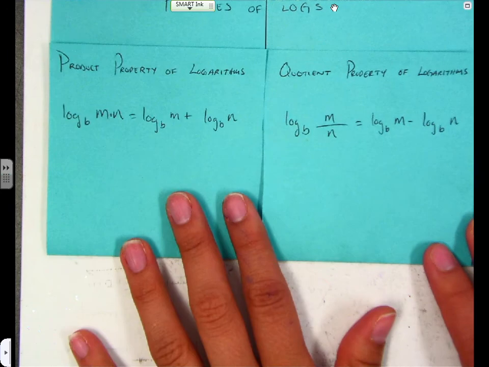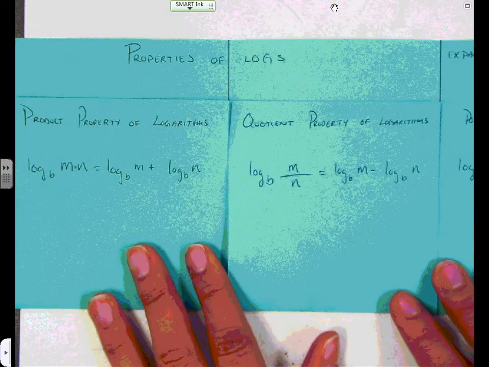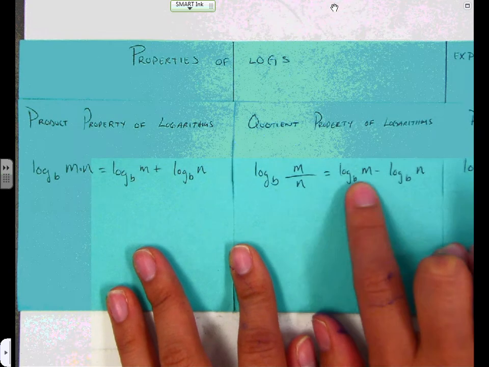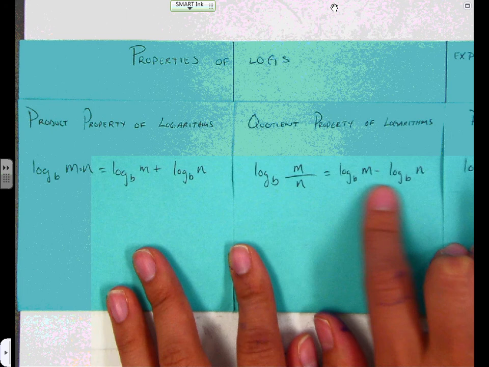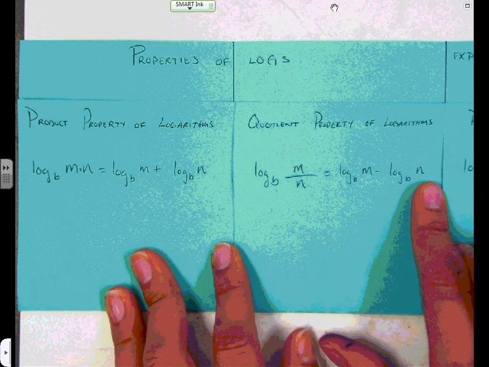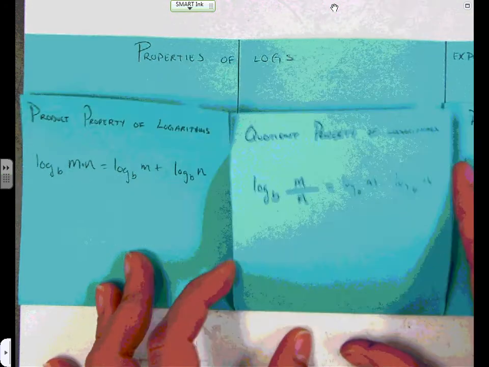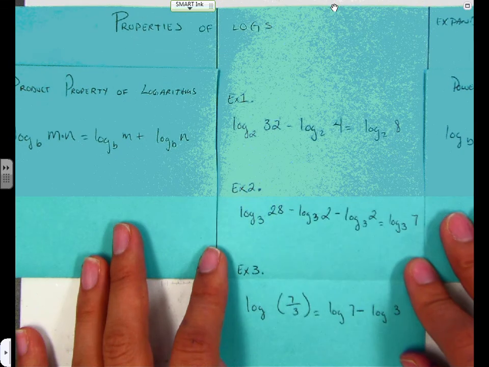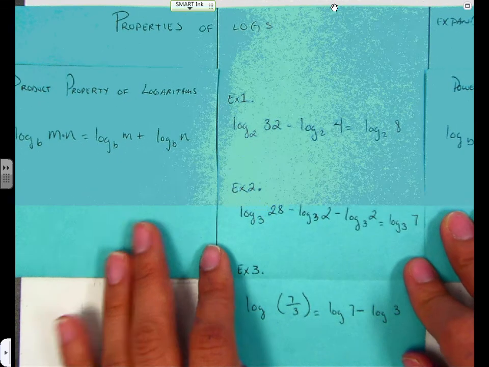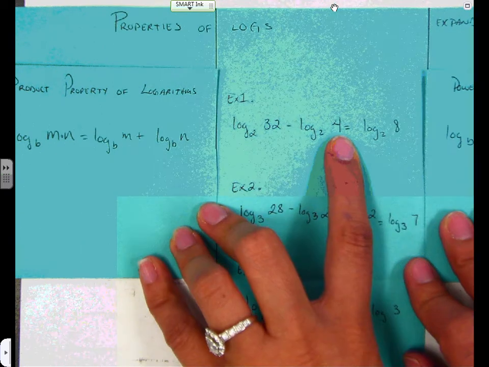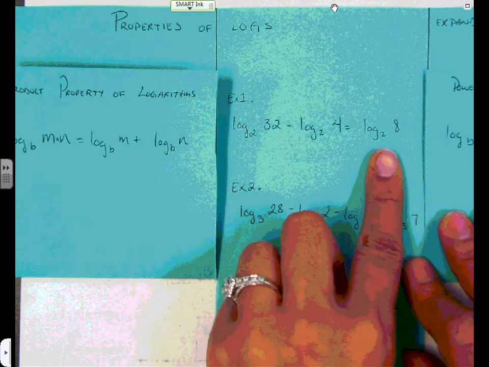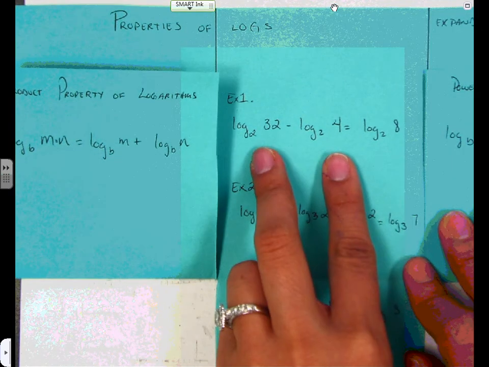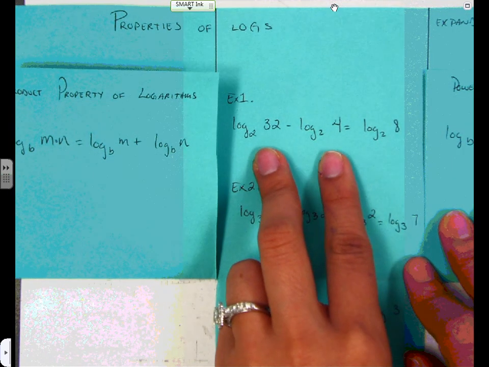If you look at the quotient property of logarithms, whenever you divide log functions, you're actually going to end up subtracting them. This is exactly like the exponent rules. So your 3 examples are here. You have log base 2 of 32 minus log base 2 of 4. What is 32 divided by 4? That's correct. That is 8. You have the same bases. When you have the same bases and you're subtracting, you end up dividing.